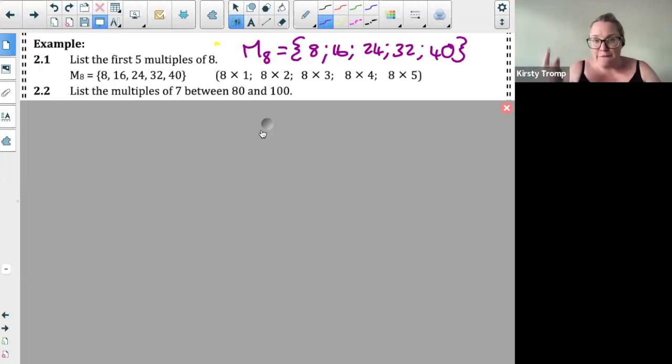Yes, there's my first multiple. So two different ways to do it again. You can either count out the numbers between 81 and 100, and say to yourself, 81, can 81 be divided by 7? No. Can 82 be divided by 7? No. 83? No. 84? Yes.